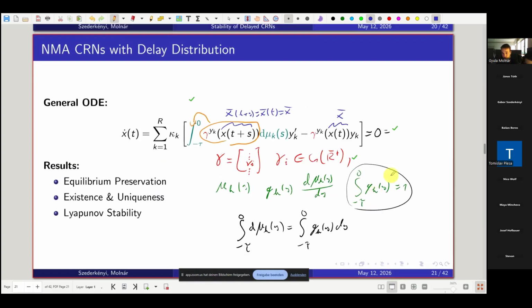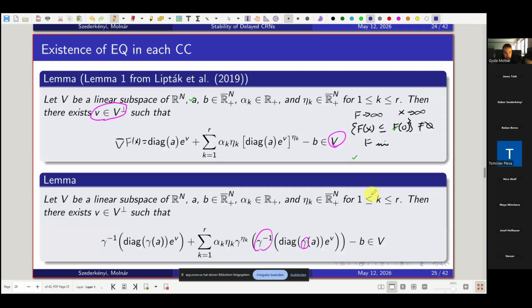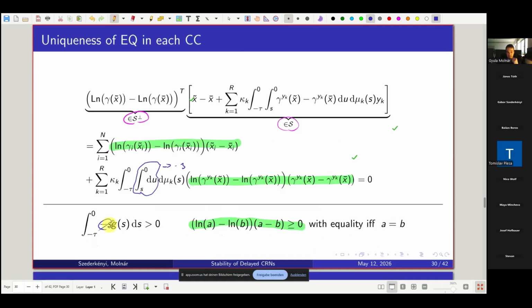Okay, maybe I don't have to do this all the time. Yeah, this evaluates to 1, and because minus S is strictly positive over this range, minus tau to 0. Also, because the integral of GS evaluates to 1, this means that G cannot be identically 0. And because minus S is also strictly positive, this has to be greater than 0. So with that, this is only ever 0 if A equals B. So with that, we have proven that this equilibrium is also unique.